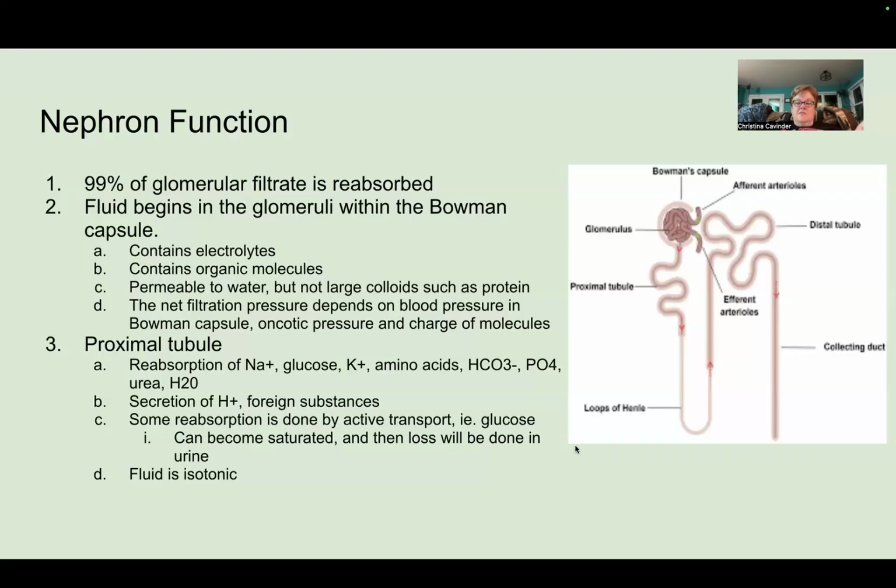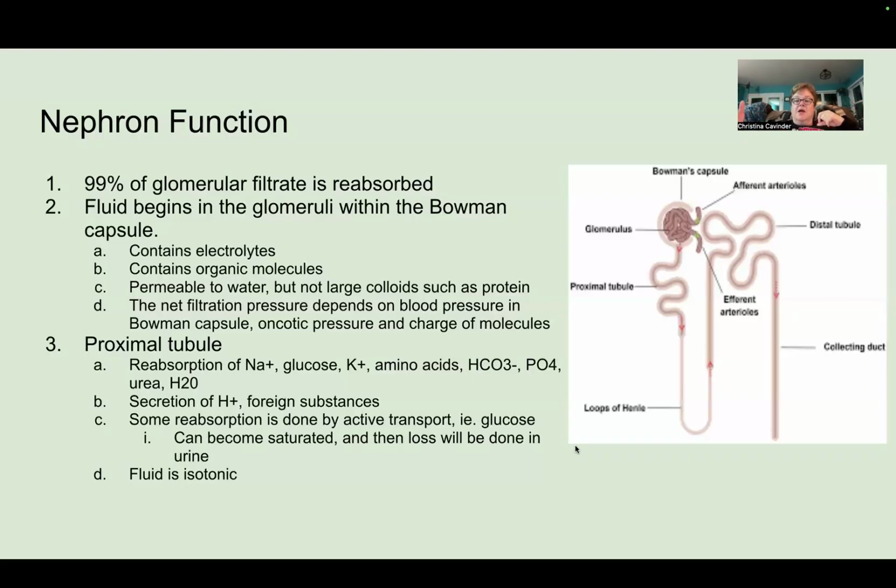Some reabsorption is done by active transport. Remember, you need energy for active transport, such as glucose. Glucose is removed by active transport out of the urine. You only have so many of those spots on the membrane of the cells for that active transport. Once those are full, it can't do that anymore. It can't reabsorb because of active transport, so some things will be lost. So if you think about glucose, if you have a high blood sugar, then you're going to spill that glucose in the urine because the active transport is full of other glucose.